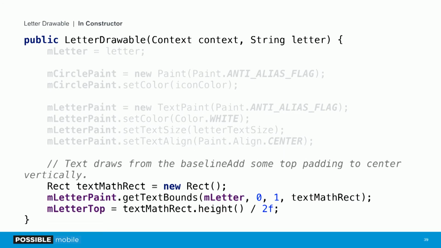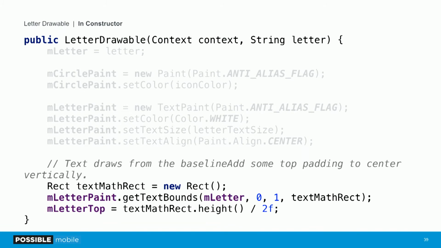And what it will do is, based on the text size and any attributes set on your text paint, it will tell you the total space you need to draw that string with that paint. So we'll use that to get the total dimensions of our letter, and then we're just going to create a little top padding here. So rather than drawing the baseline at the top so you can't see the text, we're going to nudge it down a bit so it'll actually be centered vertically.